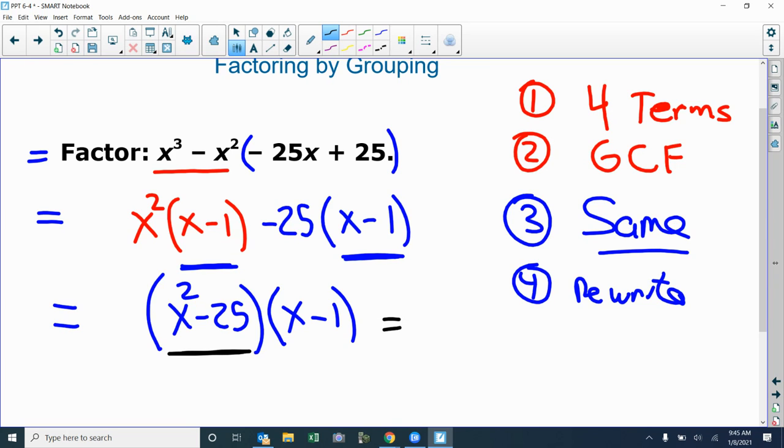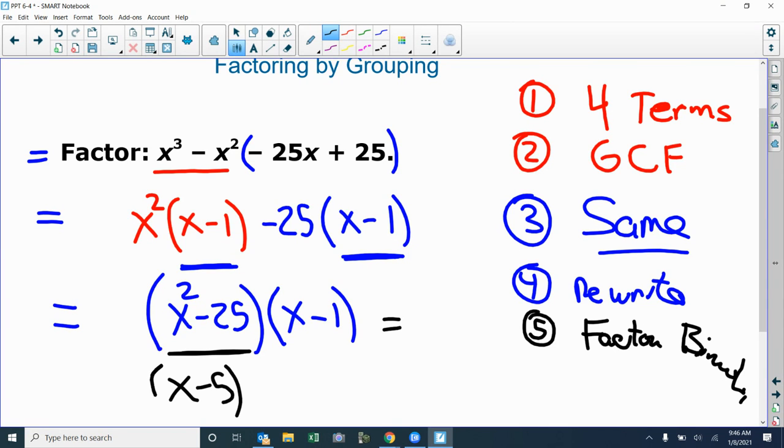So we're almost done with this. So see if there's any factoring to do. That would be step 5. See if you can factor any of the binomials. Factor the binomials. If you can factor the binomials, you can. This guy does. X minus 5, x plus 5, and x minus 1. So these are all equal.